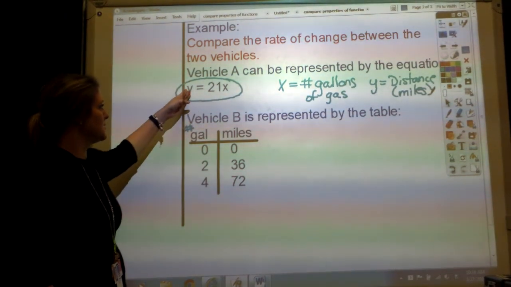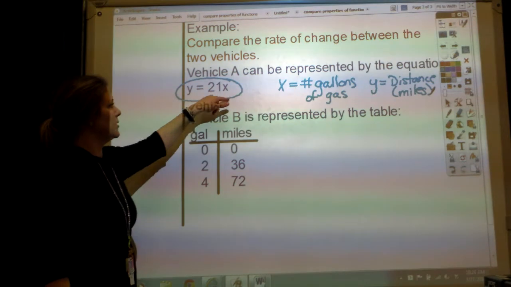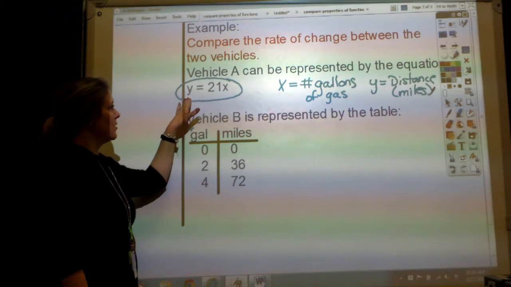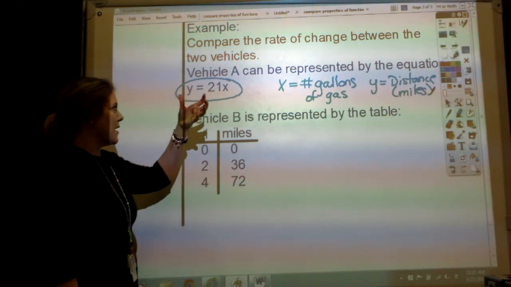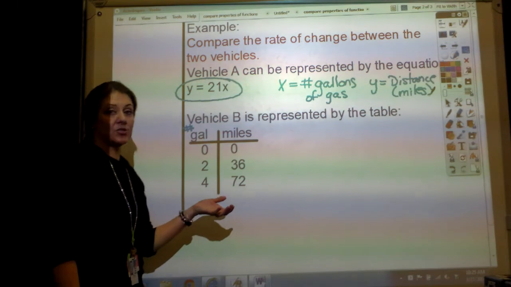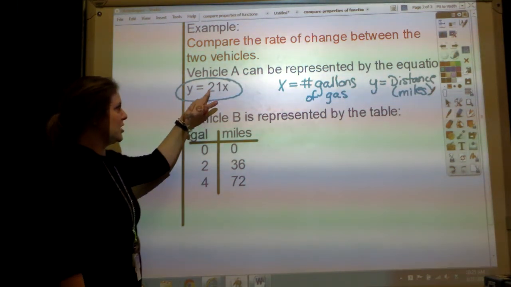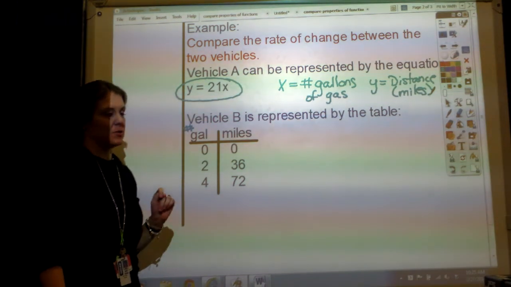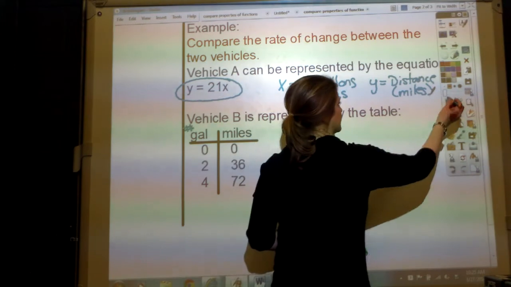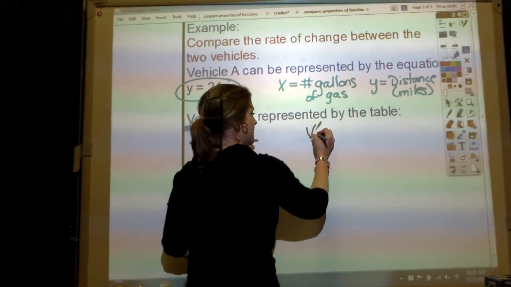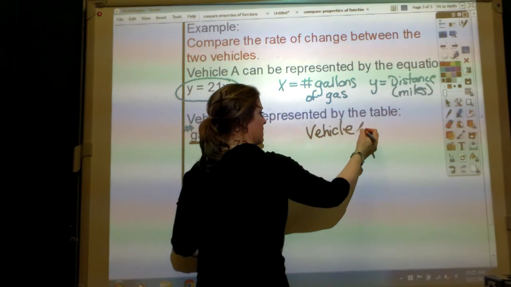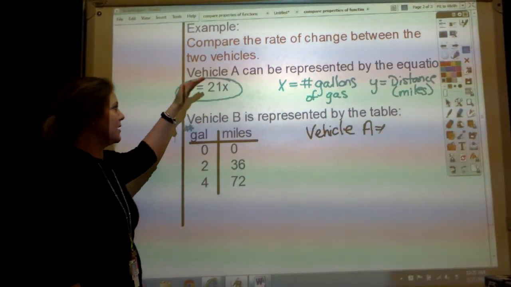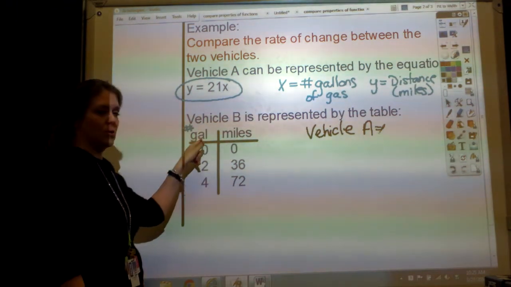Vehicle A says that the distance is equal to 21 times the number of gallons. So this equation right here is in that direct variation form where we have that rate of change or that constant of variation, or what we also call the slope, right there in the equation. So for vehicle A, we know straight from the equation that it's getting 21 miles per gallon.